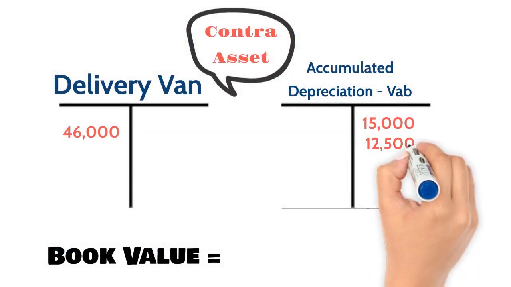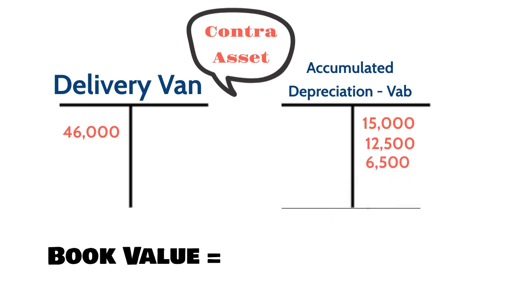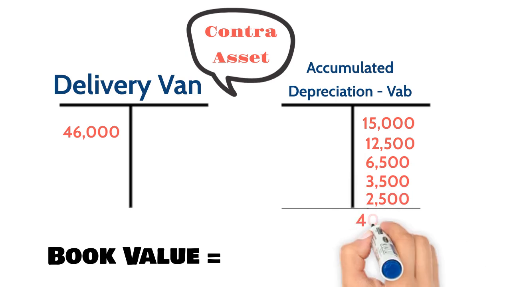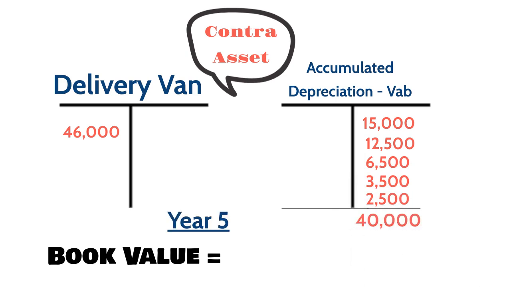Once we put it into T accounts, you can see how the accumulated depreciation account increases by different amounts each year, which are determined by how much the asset is used from year to year. We do this until the asset reaches the residual value.